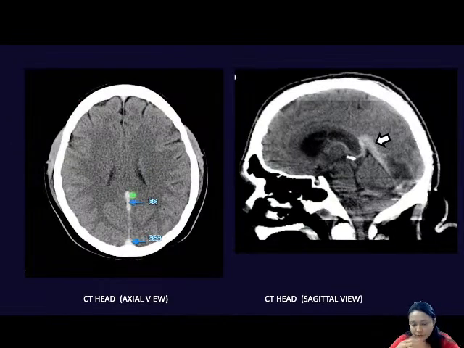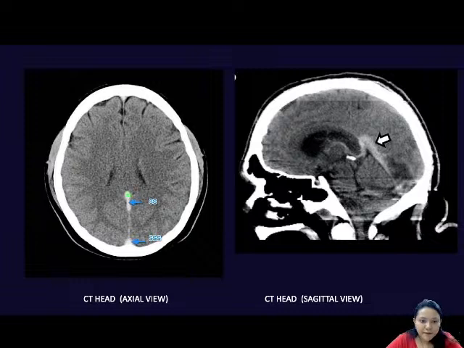So you can see here this one, SS, that is the straight sinus, and this is the cut section of the superior sagittal sinus. Triple S, that is the superior sagittal sinus, and anteriorly you have the cuts. This is the straight sinus. Okay, you can also see the straight sinus here. Okay, this is the straight sinus.